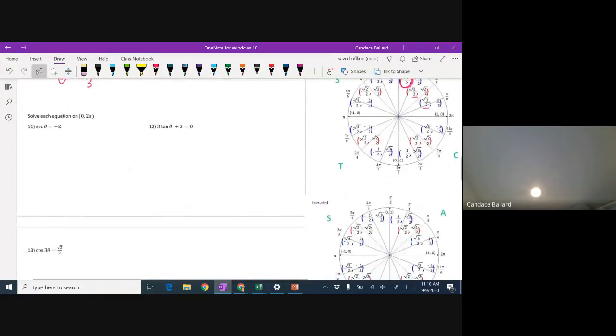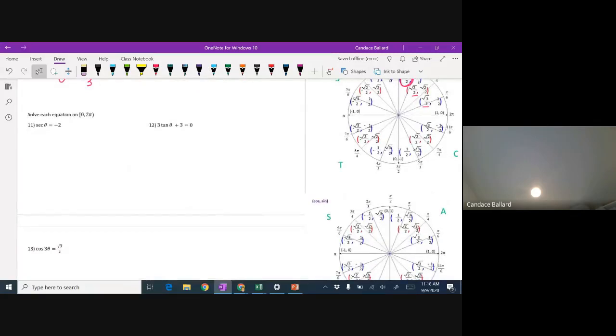So now we are solving. These are probably next to the exact values, the most important problems on the test. You're guaranteed to have a couple of these, all right?